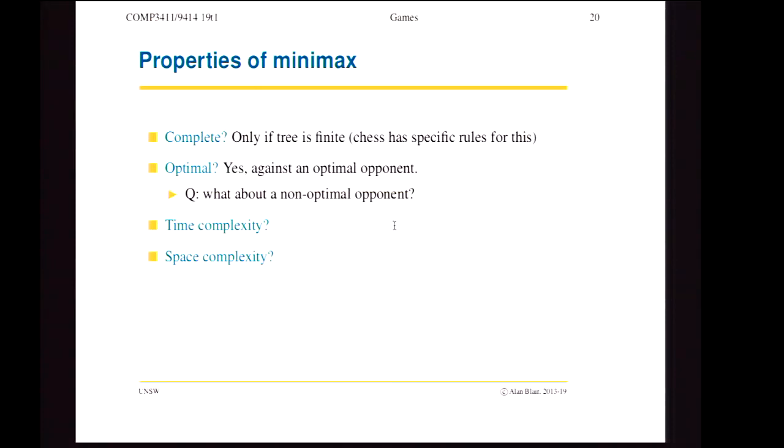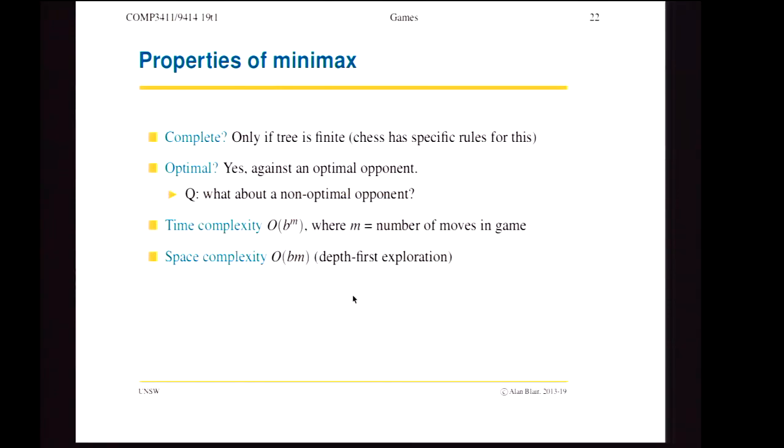Is it optimal? It is optimal, assuming the opponent plays optimally. I'll say a little bit more in a minute about what happens if the opponent is not playing optimally. The time complexity, if you're trying to search all the way to the end of the game, would be order b to the power m, where m is the number of moves in the game. If it's depth limited, of course, this would be b to the k, if k is where you're cutting it off. But then it wouldn't be complete and optimal anymore.